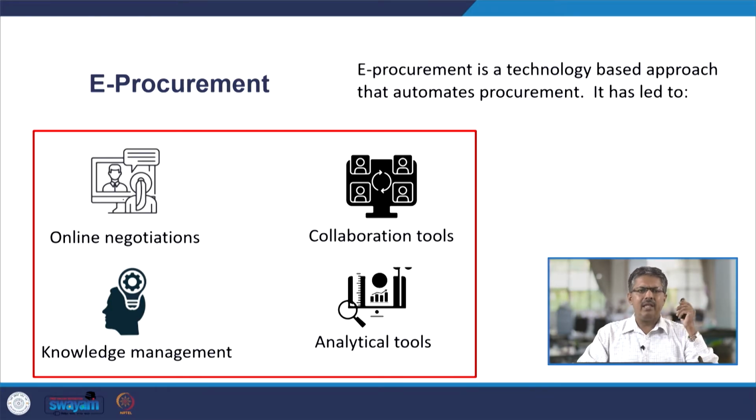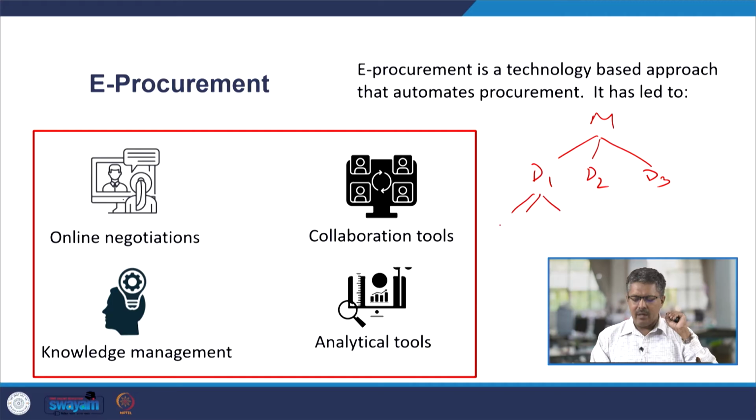For example, let us say there is a manufacturer and a distributor. The manufacturer is supplying certain items to the distributors. If I draw it like this, there is a manufacturer and, let us say, three distributors D1, D2 and D3. These distributors again have retailers, R1, R2, R3, and it goes on. Now, e-procurement, or the internet, has changed the way business is being done.